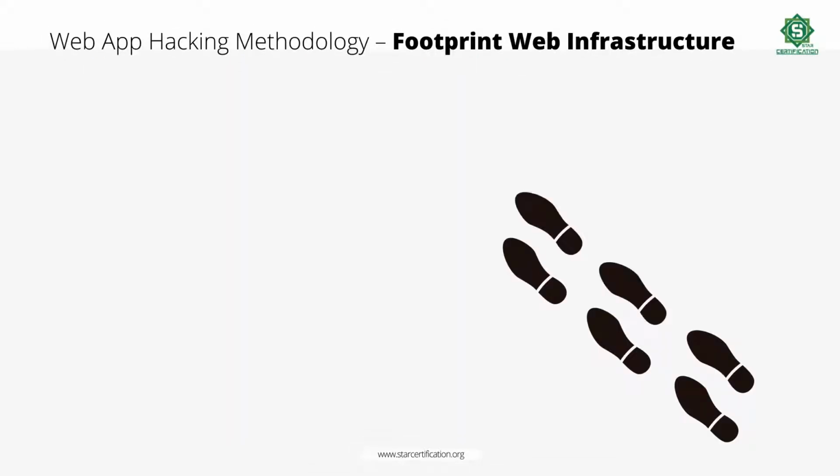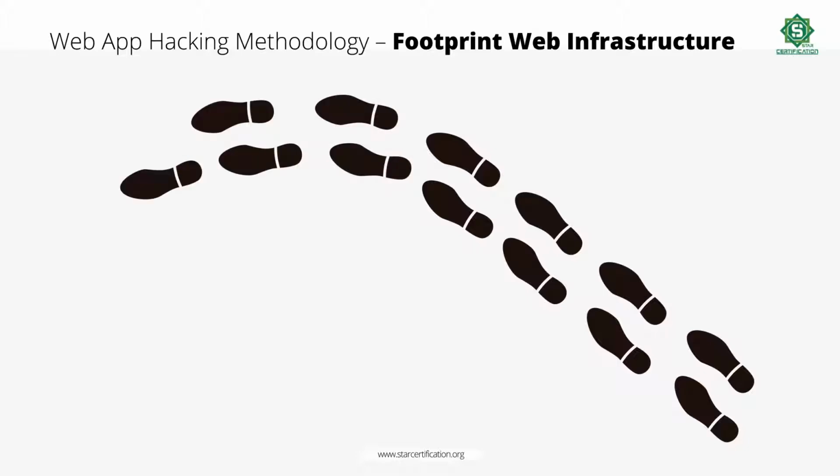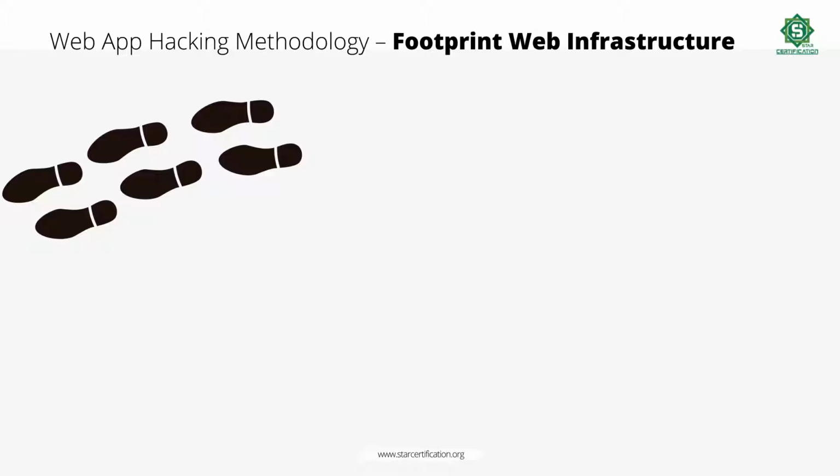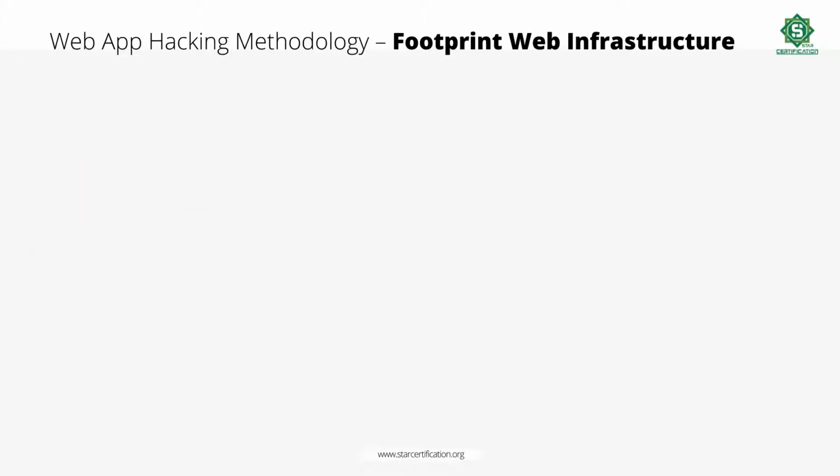Footprint web infrastructure is the first step to web application hacking. As the name suggests, this process discovers and identifies the web infrastructure. This helps to choose the victim and find vulnerabilities. There are 4 components of footprint web infrastructure.